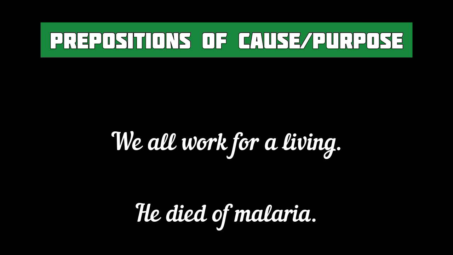Prepositions of cause or purpose. We all work for a living. Here, for is the preposition of purpose. It is showing the purpose of the verb work. He died of malaria. Here, of is the preposition of cause. It is showing the cause of his death.